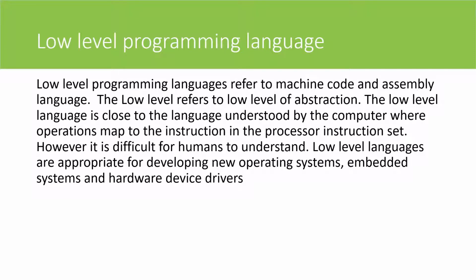Low-level programming languages refer to machine code and assembly language. The low level refers to the low level of abstraction. Low-level languages are close to the language understood by the computer, where operations map to the instructions in the processor instruction set. However, it's difficult for humans to understand. Low-level languages are appropriate for developing new operating systems, embedded systems, and hardware device drivers.